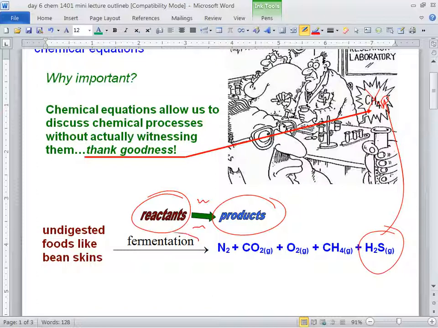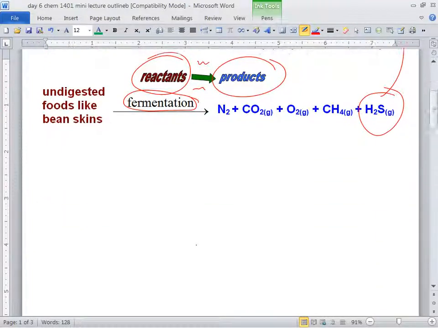Like sitting there in your stomach and fermenting. All these undigested bean skins.